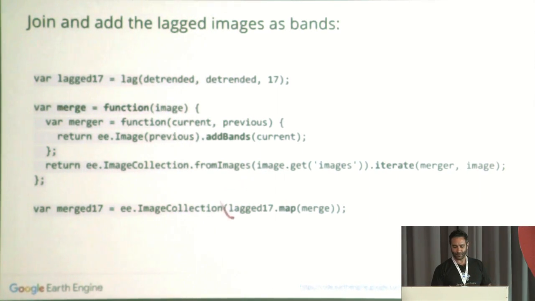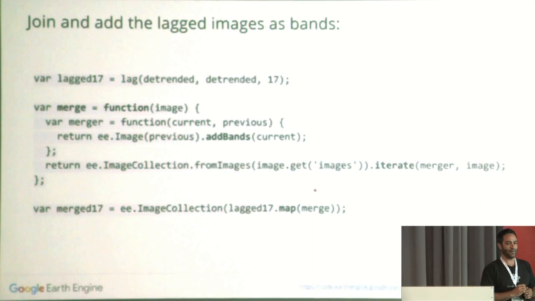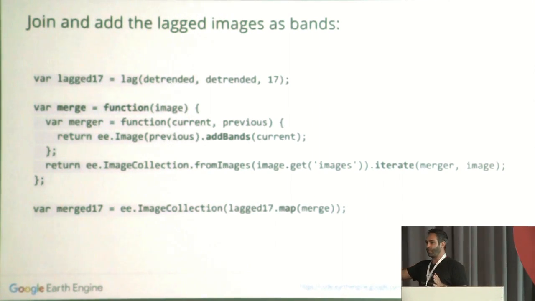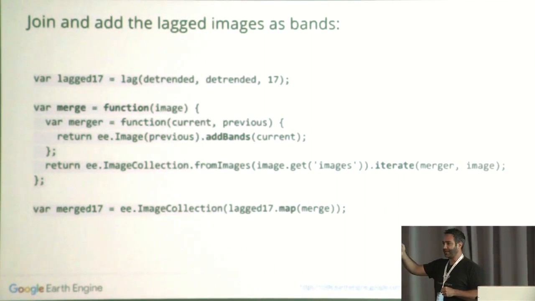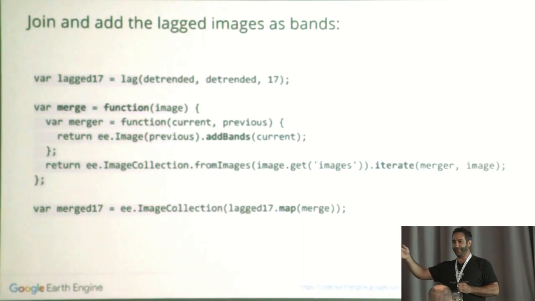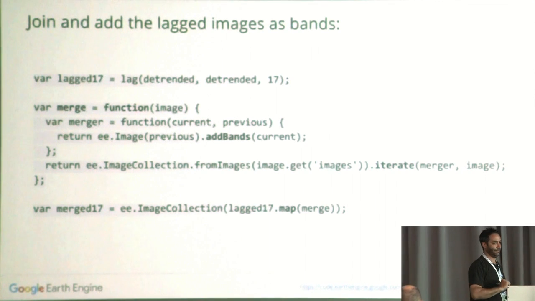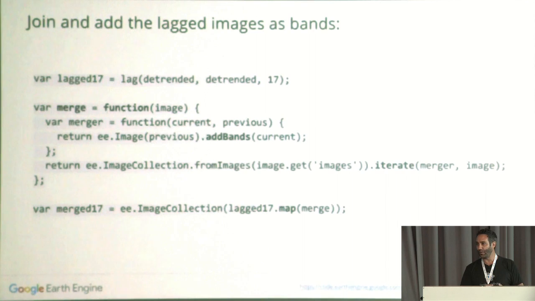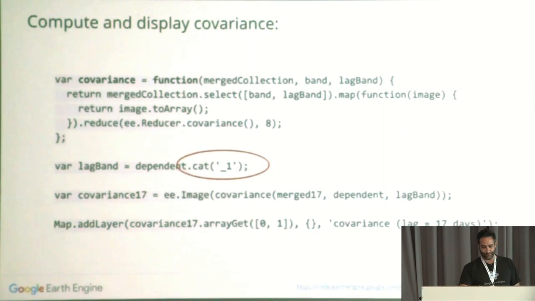So join the collection to itself, and then map this merge function to get as output an image collection in which each image stores the NDVI at time t as well as the NDVI at time t minus L. That's the purpose of doing all this. Questions? Okay.